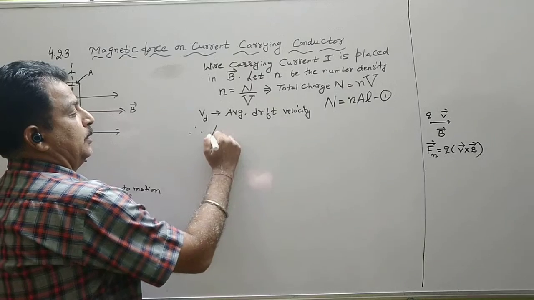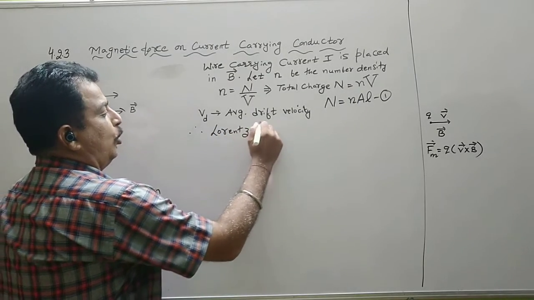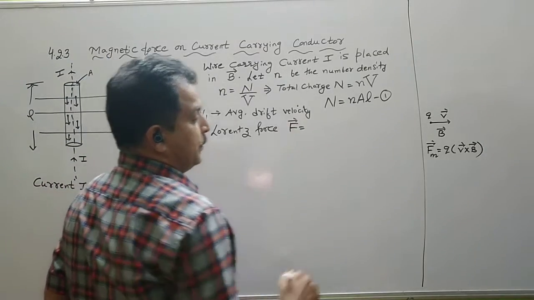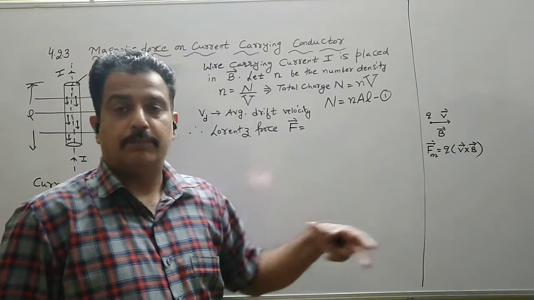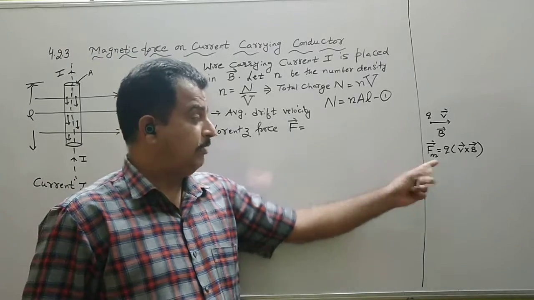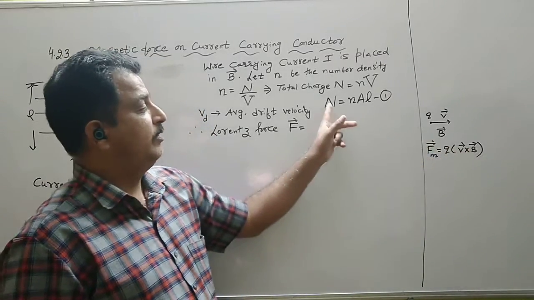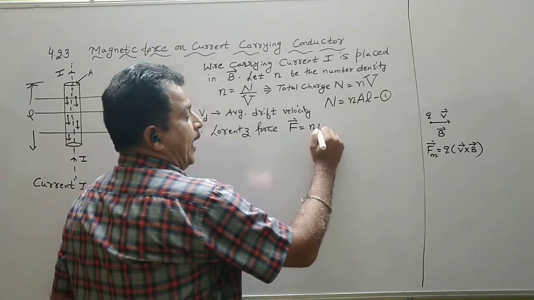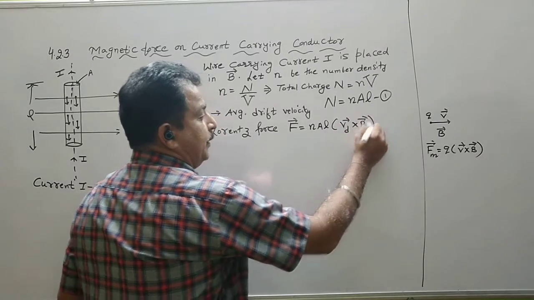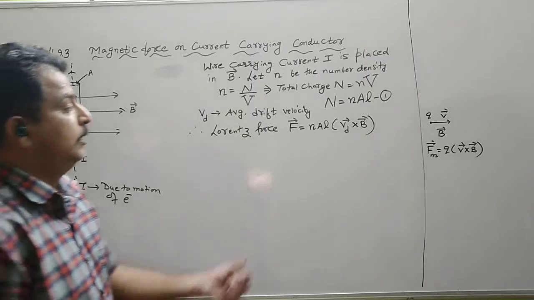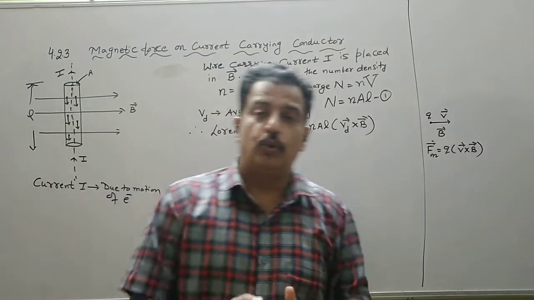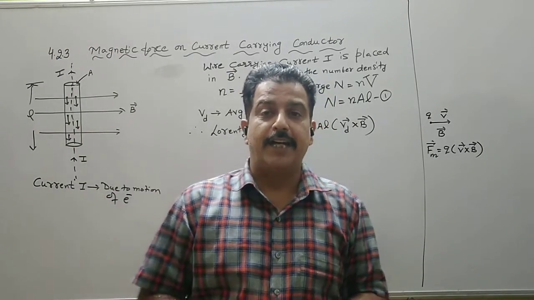Therefore, the Lorentz force, or in fact you can also call it a magnetic force, F is equal to, if we apply the concept of quantization also, that is Q is equal to Ne. Here we call q a single charge. So if we have N charges, I can write nqAL vd cross B. So this is the formula for the force acting on a wire carrying current I. But we have to derive this formula in terms of current I.